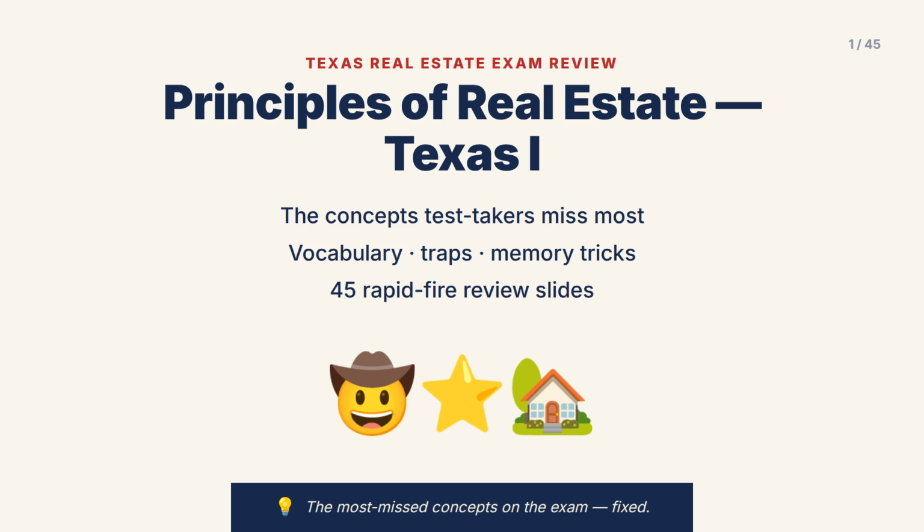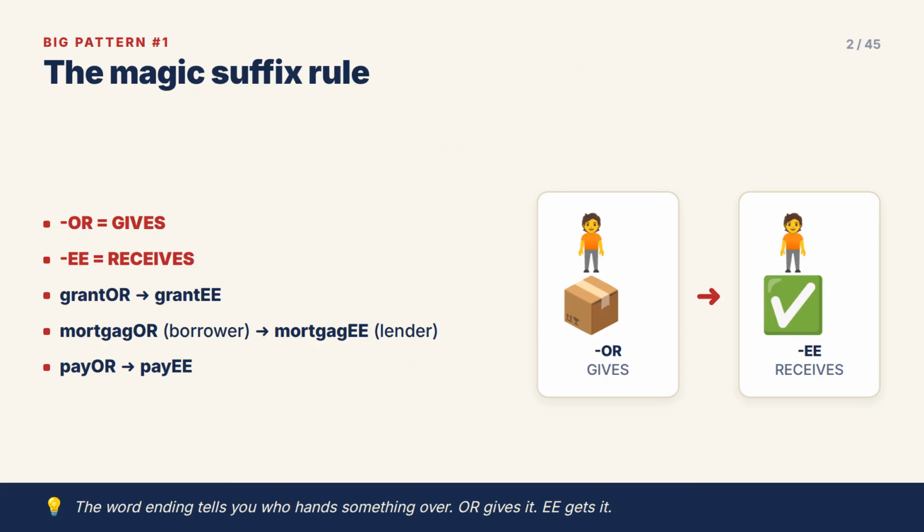Welcome, this is a rapid-fire review for Principles of Real Estate in Texas 1, built around the questions test takers miss most. No fluff, just the concepts, the vocabulary, and the traps. We'll start with the 5 big patterns behind most wrong answers, then sweep through each unit. Ready? Let's go. Here's the single most valuable trick in this whole video.